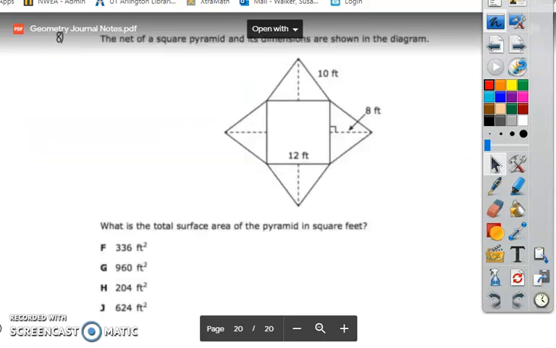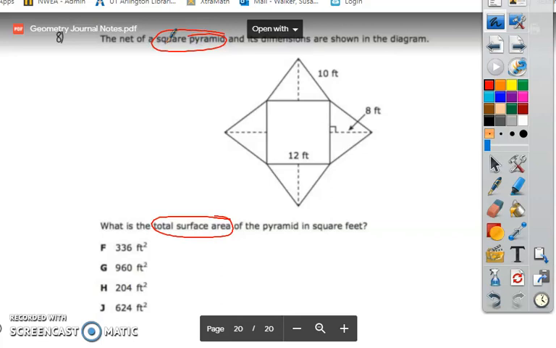So now, guys, if you have your yellow packet, this is on the very, very last page. If you don't, then I want you to draw this out. And it says the net of a square pyramid and its dimensions are shown in the diagram. What is the total surface area? So in the end, I want to make sure that I have a number in each spot. Okay, guys, I remember seeing this problem for the first time, knowing where students were going to mess up, okay?